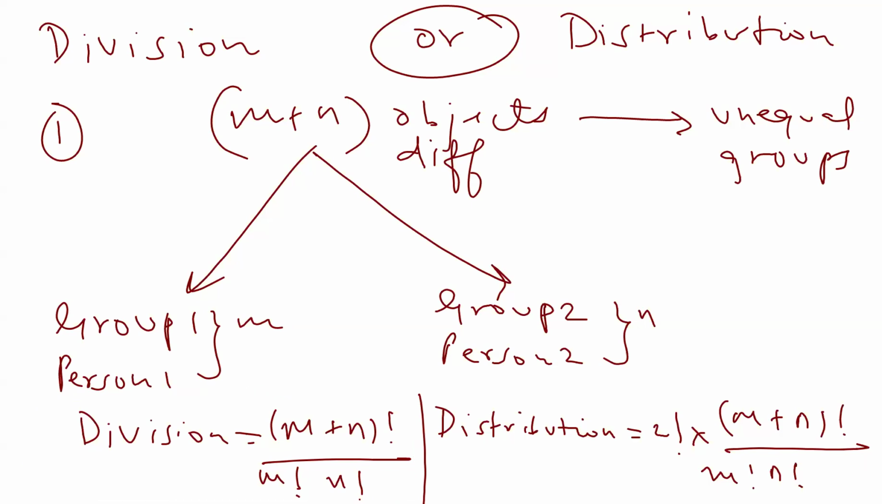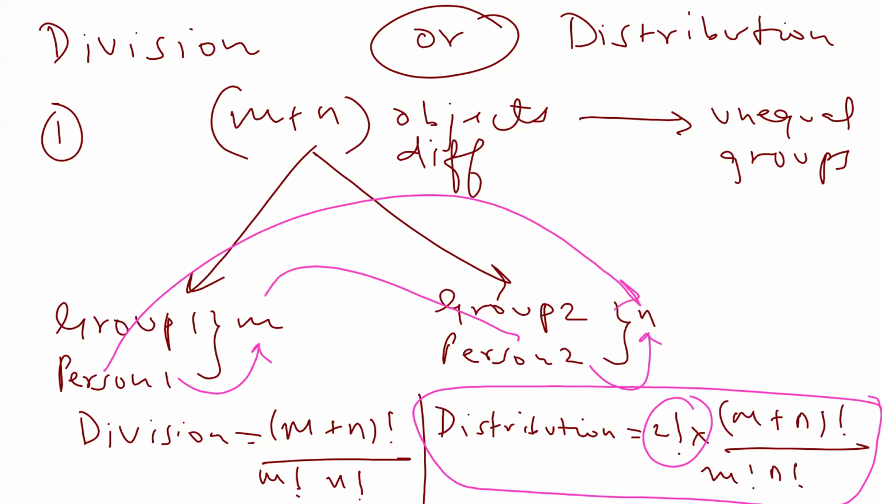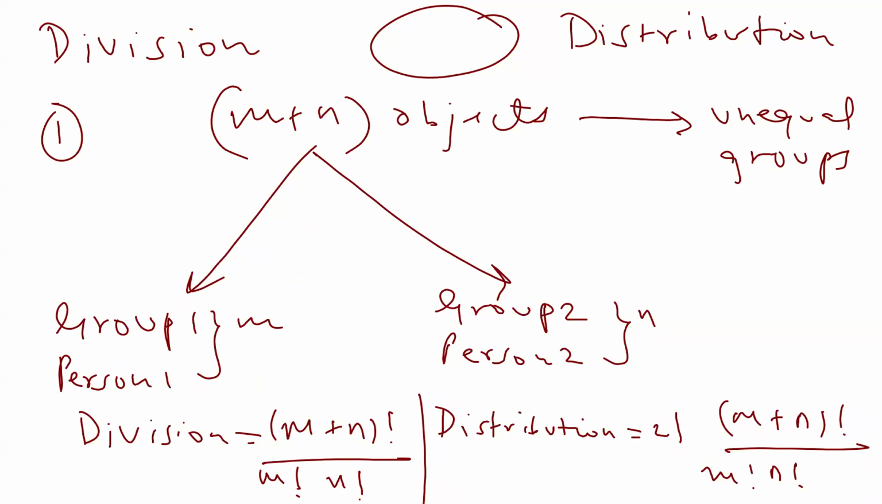Now m plus n objects are supposed to be given to two different persons, such that person 1 will get m objects and person 2 will get n objects. So the distribution formula is this. There is only one extra 2 factorial over here. The reason being, the person 1 can also get n objects and the person 2 can also get m objects. So we cannot strike out that particular possibility. So when it is division, you do not put that 2 factorial, but for distribution, you have to put that 2 factorial.